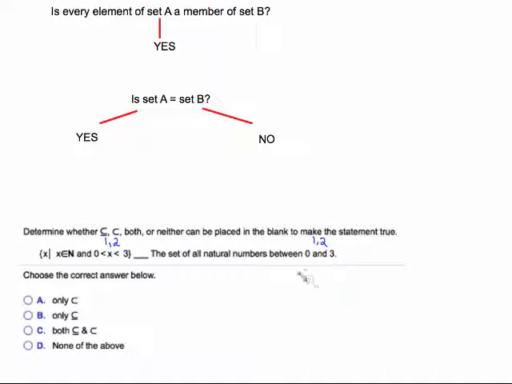So first question, is every element of this set a member of this set? And the answer is yes. So I can definitely use the subset symbol. Second question, is set A equal to set B? Yes, it is. That means I cannot use the proper subset symbol. So our answer would have to be B.